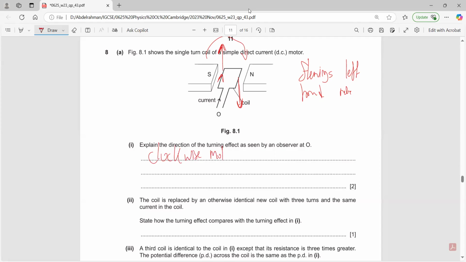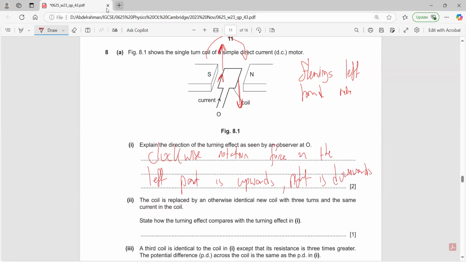Clockwise rotation. Why do you have a clockwise rotation? Because the force on the left part is upwards, while the force on the right part is downwards.